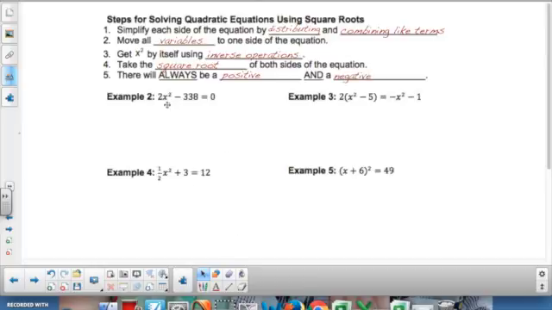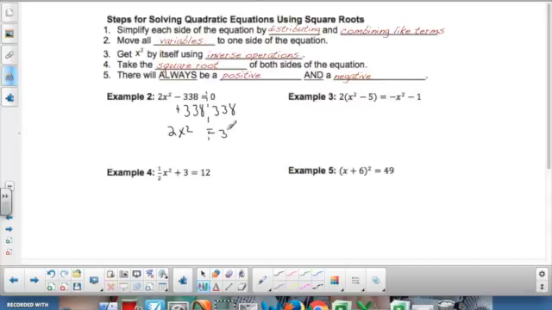Alright, so there is no distribution that needs to happen here. There are no like terms that need to be combined. So step 1 and step 2 are taken care of. Now we have to do step 3, which is get that x squared by itself using inverse operations. Okay, so here's my starting point. I'm going to add 338 to both sides.